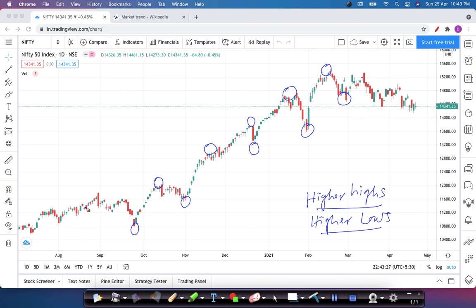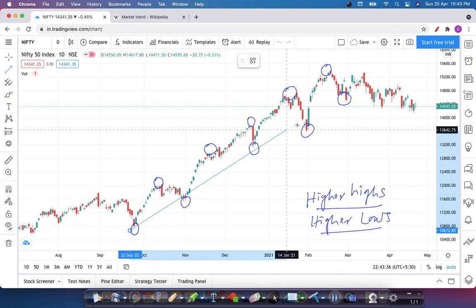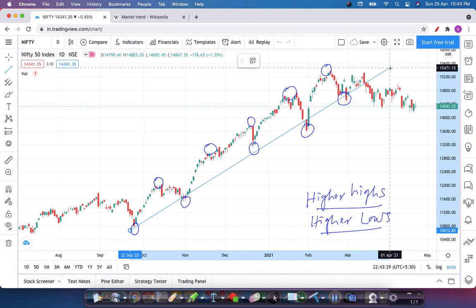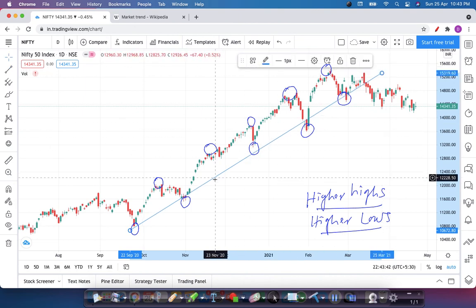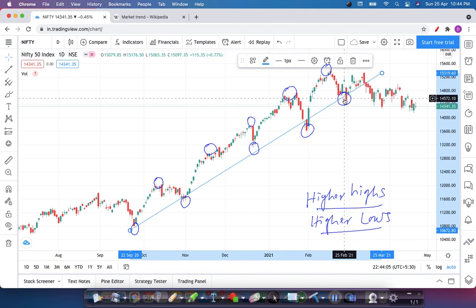So if I join these, you see I get a trend line. This is a rising, upward sloping trend line. That's how I can say the market is in the uptrend. Here this trend is broken because this low is not higher than this low. In fact, this low is lower than this low. So the trend is broken here, but till this point, the market is in the uptrend.